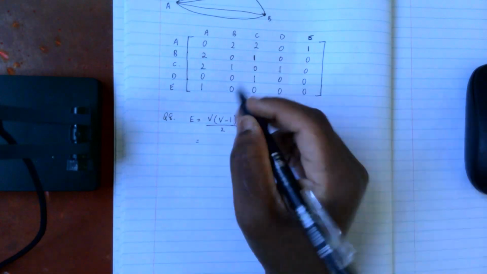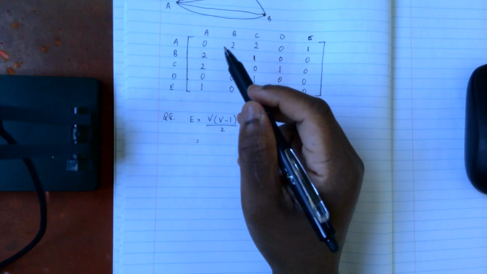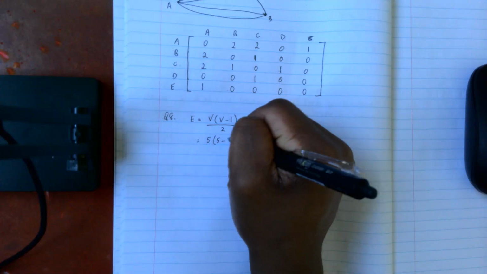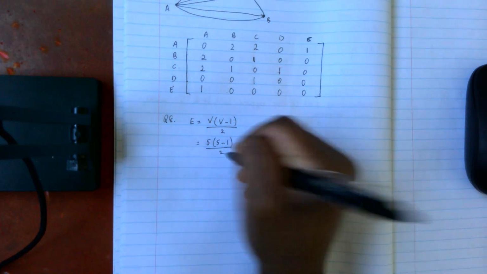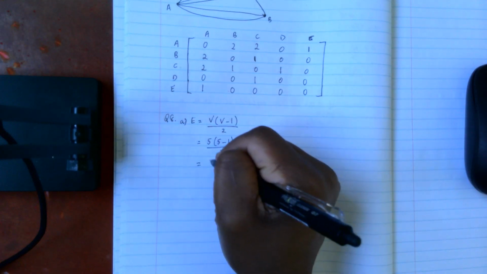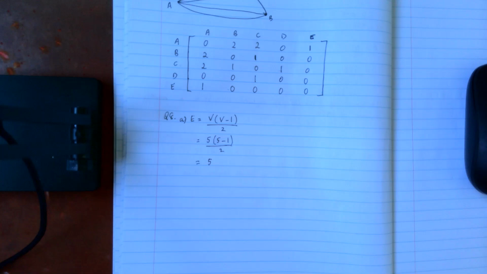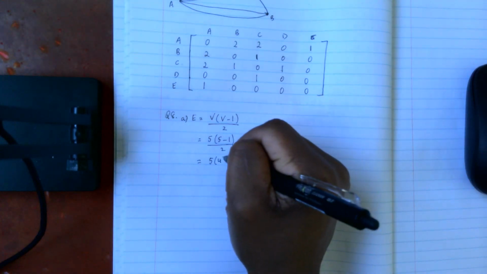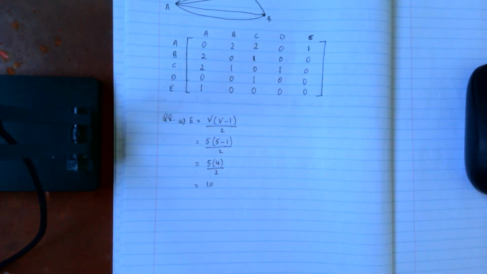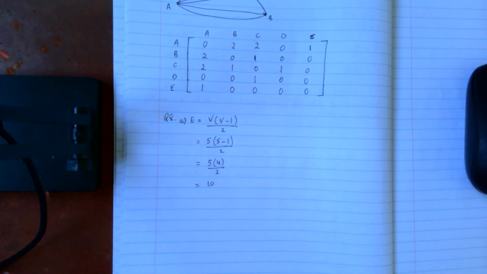That means we've got 5 vertices, so it's going to be 5 times 5 take 1, divided by 2, part A. This is going to be 5 times 4 divided by 2, which gives us 10. 20 divided by 2 is 10. So that's part A.